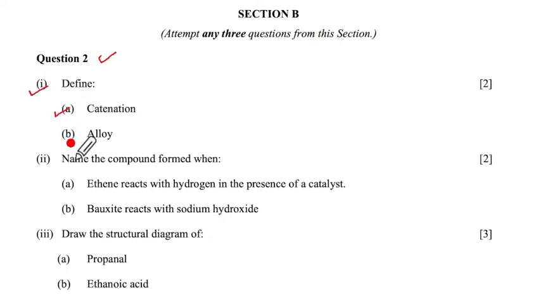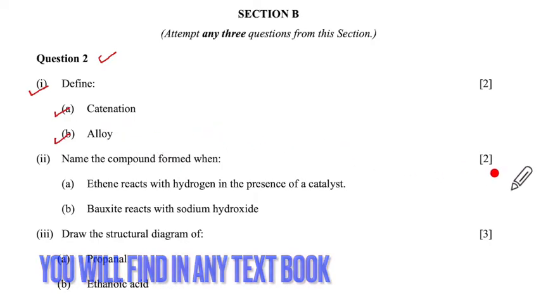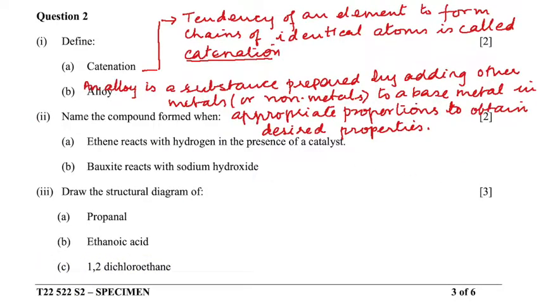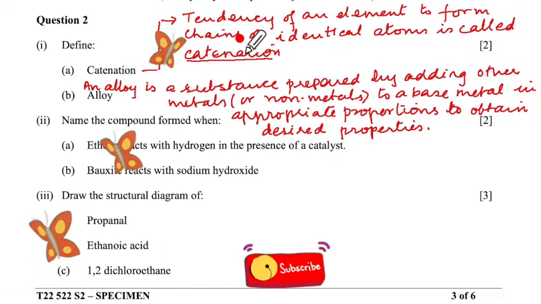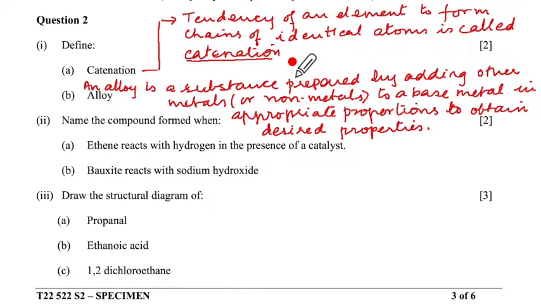Define catenation and alloy. Now these definitions you will get in any textbook. They are very, very simple. Let us see how we write them down. So here we have the definition of catenation. The tendency of an element to form chains of identical atoms is called catenation. So we have to know this definition by heart.